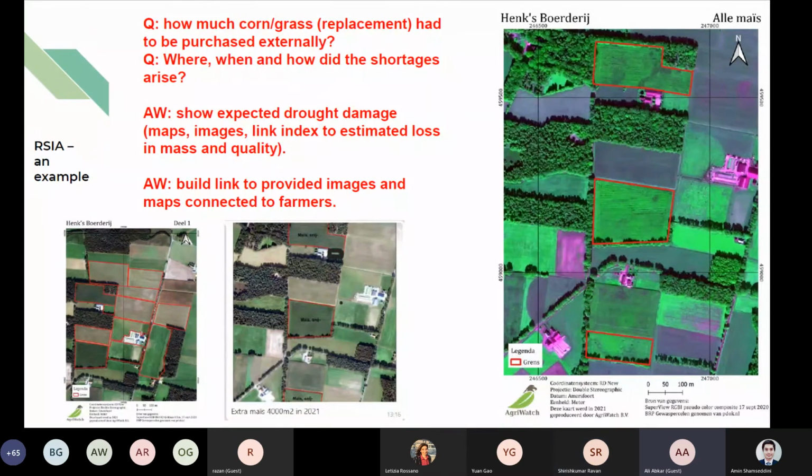And then show the expected drought damage. We provide them with maps, images, and links to the estimated losses in mass and quality, and of course to be linked to the provided images and maps and their feedback in a group of farmers where they can also learn from each other, and also in the background processing we can learn also with the information which can help us.